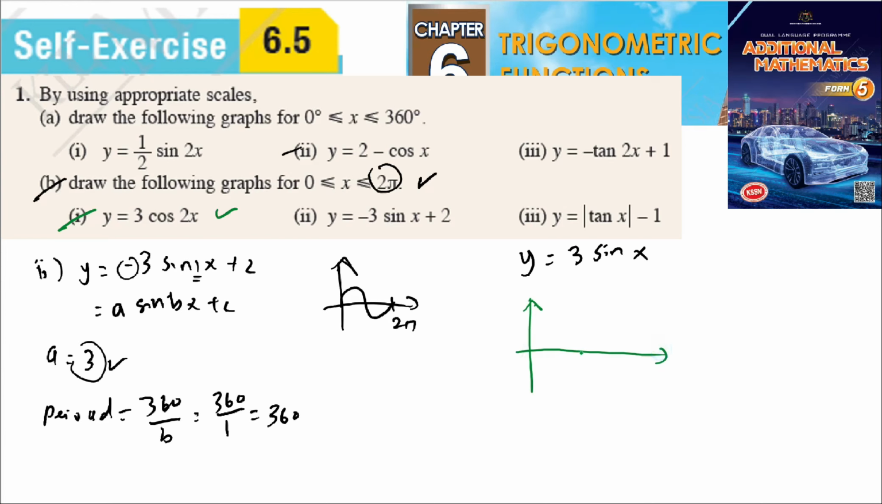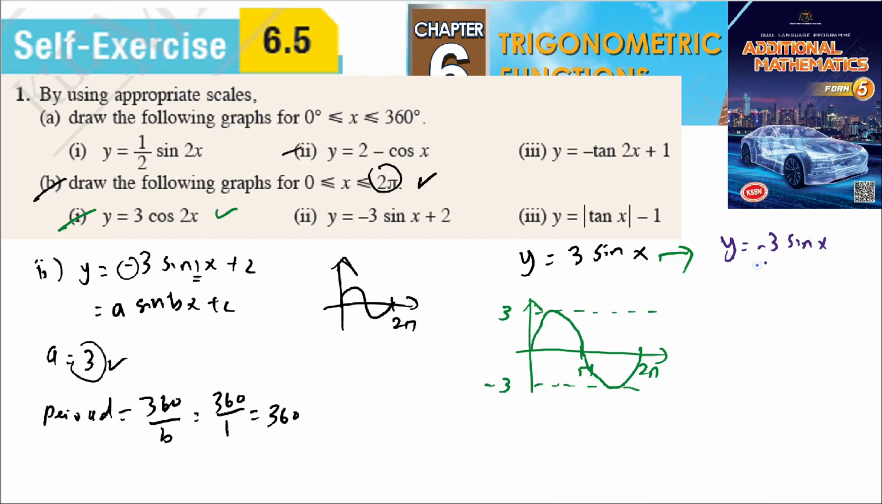So we know that this one is the same, this one is pi, this one is 2 pi. But the amplitude here is 3. This one is 3, negative 3. So it's something like this, right? 3, negative 3. This is 3 sine x. Okay. Now we are moving to y is equal to negative 3 sine x.